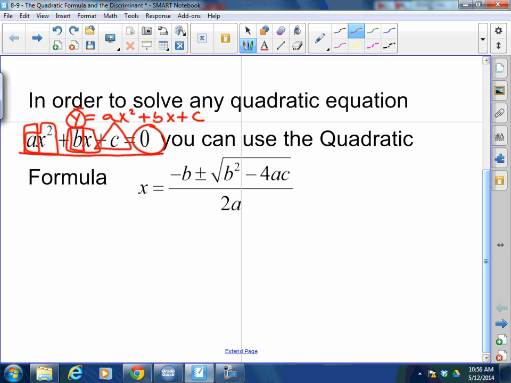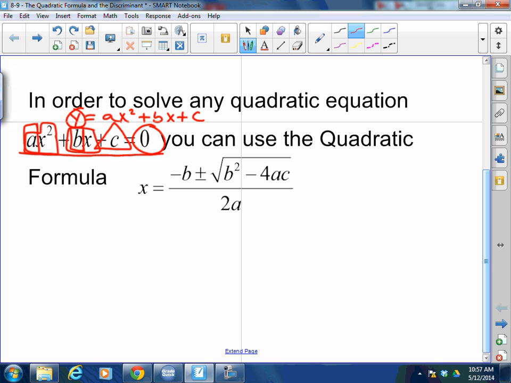Just like when you're factoring it. Just like when you're using the square root method. Just like when you're graphing it. Anytime you want to solve the quadratic function, whether you're using the quadratic formula, square root method, factoring method, or graphing method, you got to solve for y. You got to put it in standard form.